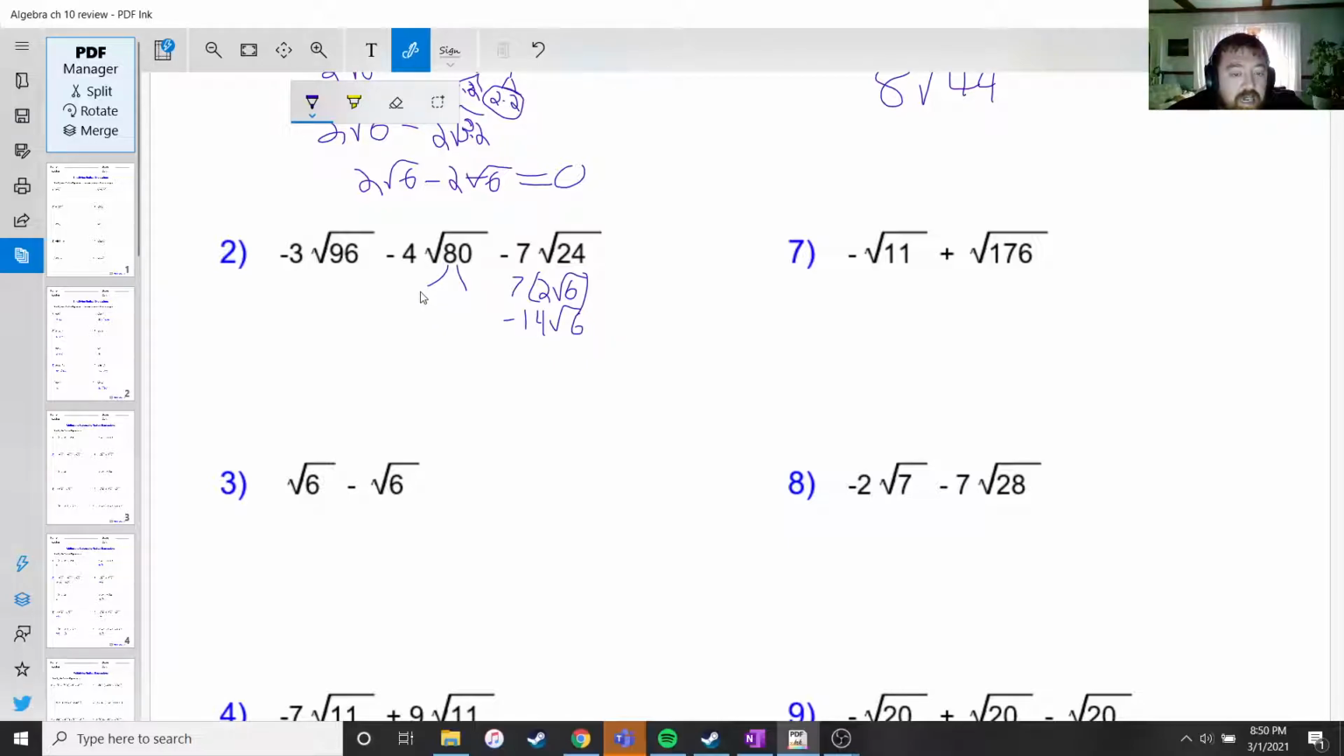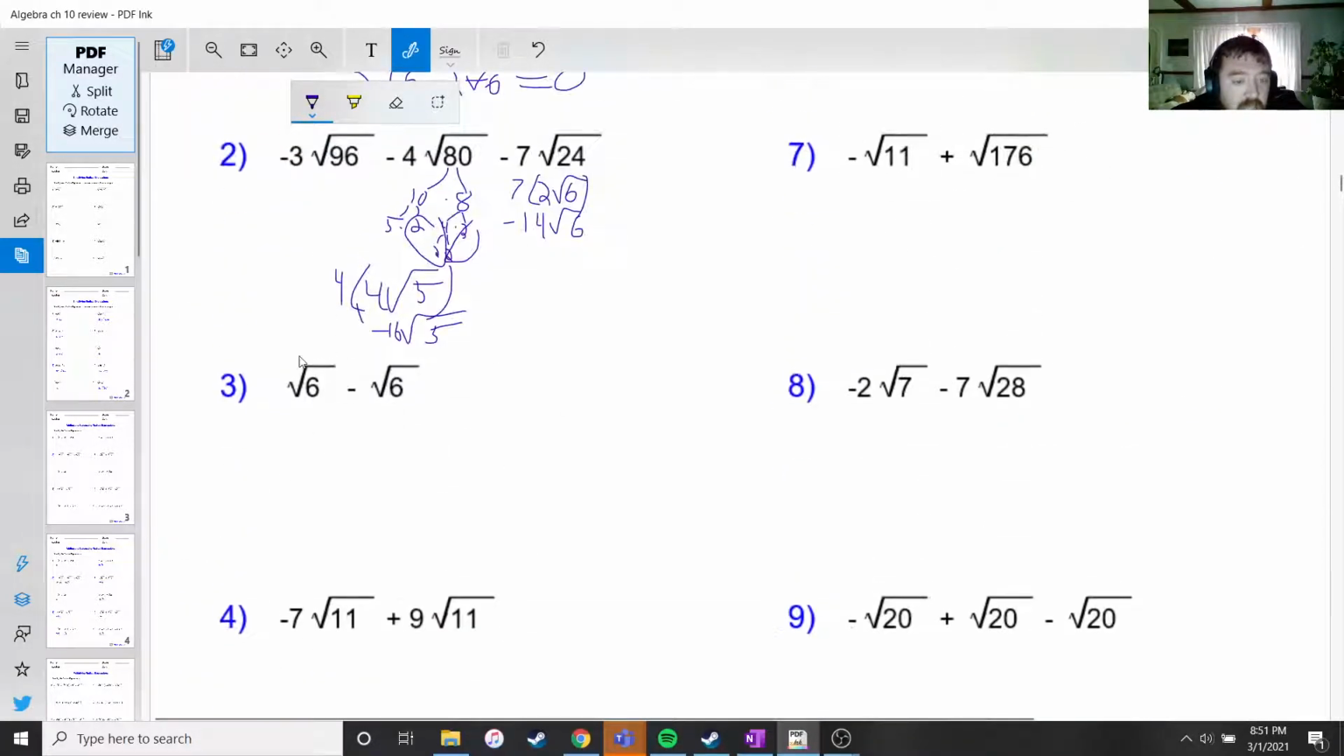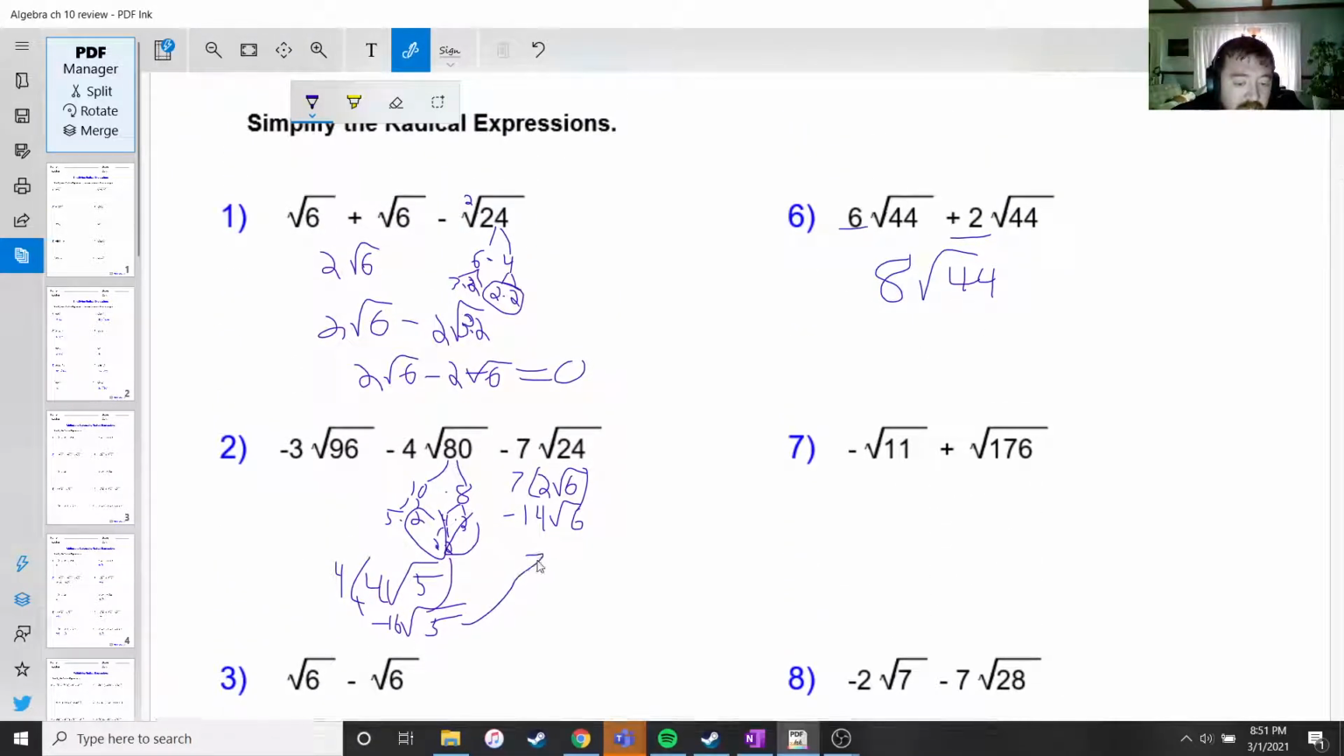So 80 is going to be 10 times 8, 5 times 2, 4 times 2, 2 times 2. And we got 4 times radical 5 out there times 4. So this is going to be 16 radical 5. And I know we can't simplify these parts, but we could probably do this.